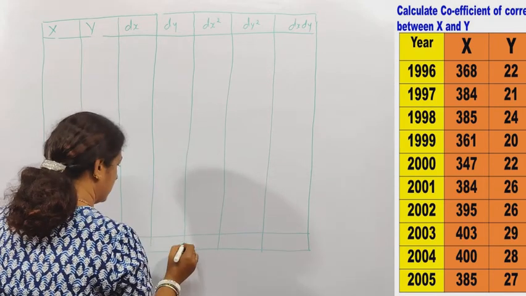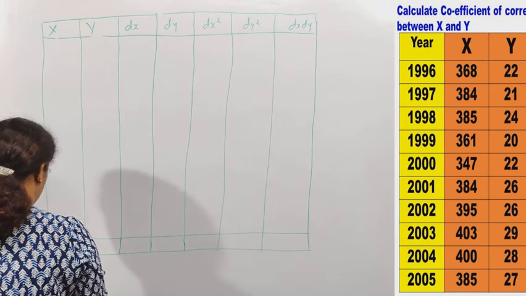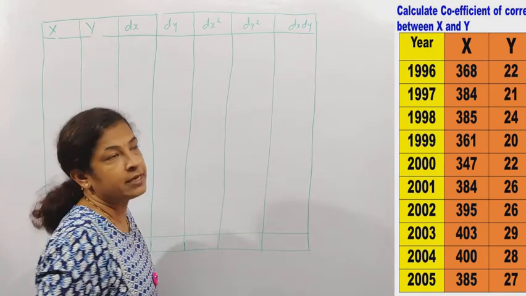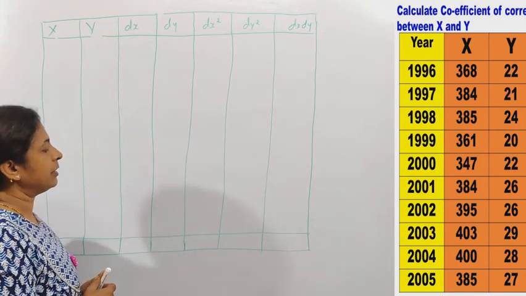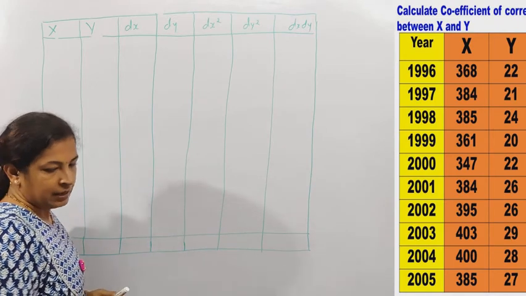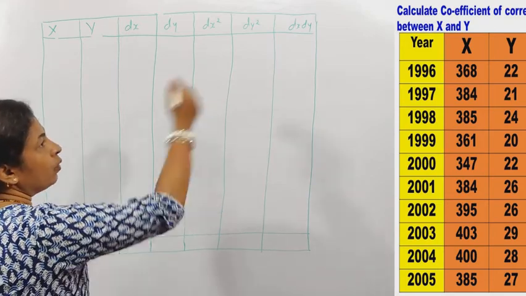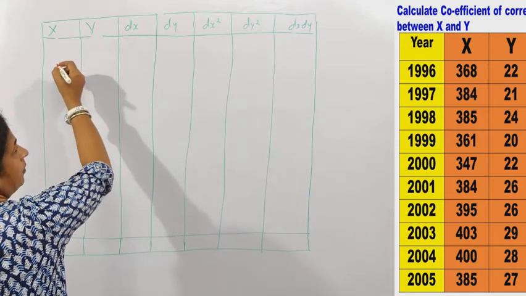Sum of dx, sum of dy, sum of dx square, sum of dy square, sum of dx dy, for that purpose. Okay, this is the table we have to prepare. First, let me fill in the data of x and y that we already have in the problem.